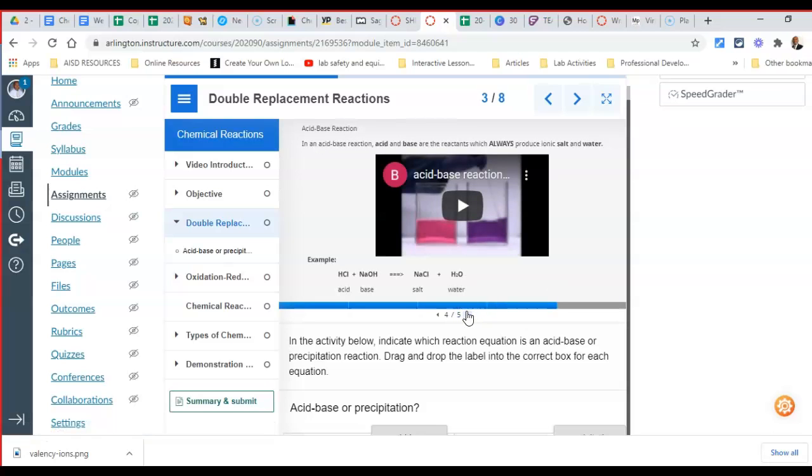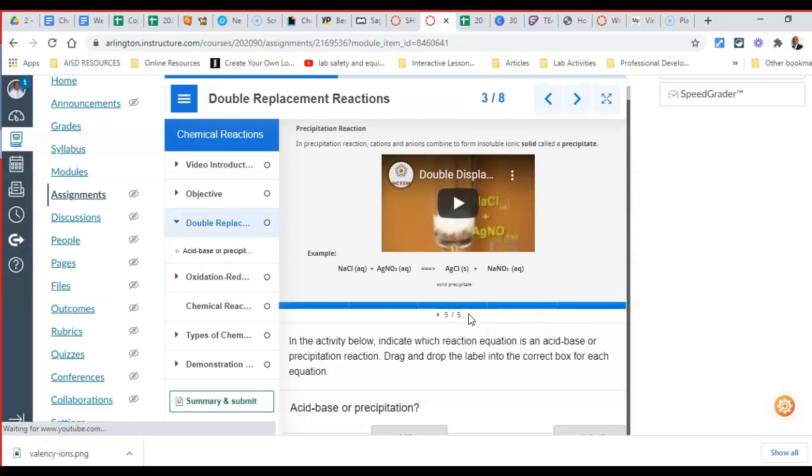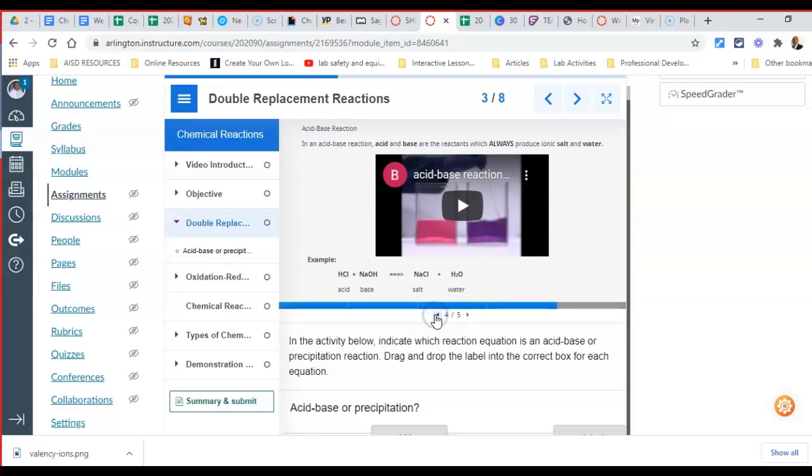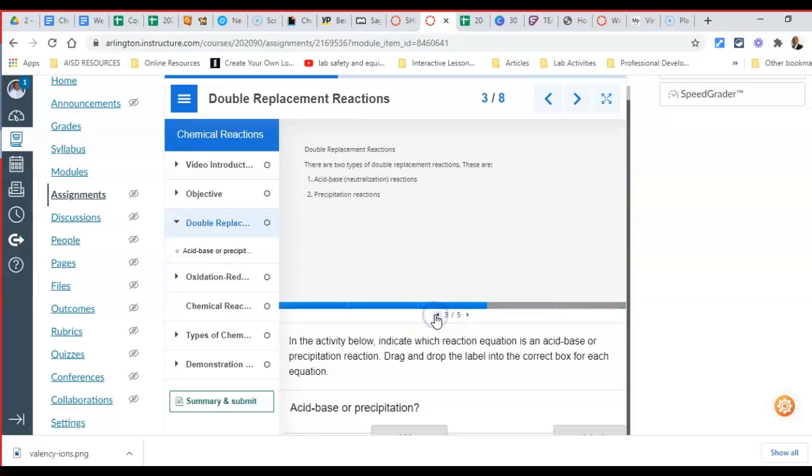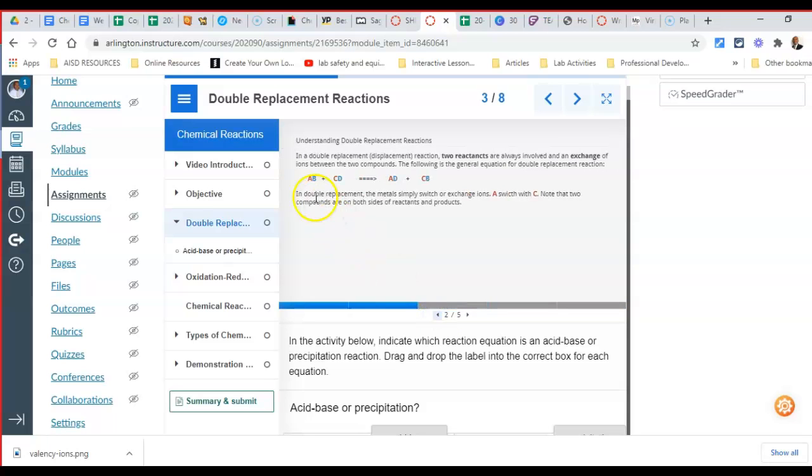The acid-base reaction, you can look at this and then watch the video, and also do the one for precipitation reaction. And you have the example right there. I want you to take note of what double replacement reactions generally look like, in the sense that double replacement reactions consist of 2 compounds on both sides of the arrow.